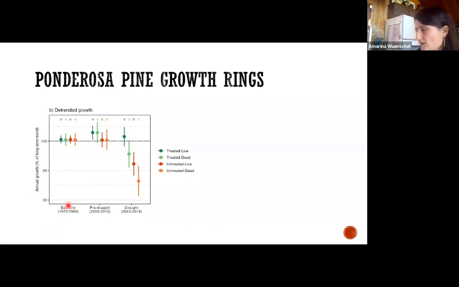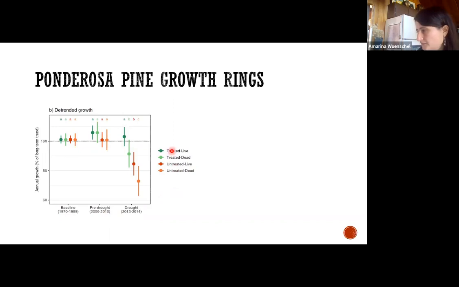And then here we have baseline data. So we looked at the period between 1970 and 1999. So this was in a lot of cases before treatment would have happened. And here's pre-drought from the year 2000 to 2010. And here's when treatment would have been happening, but obviously before the drought. And here's the drought period that we looked at.